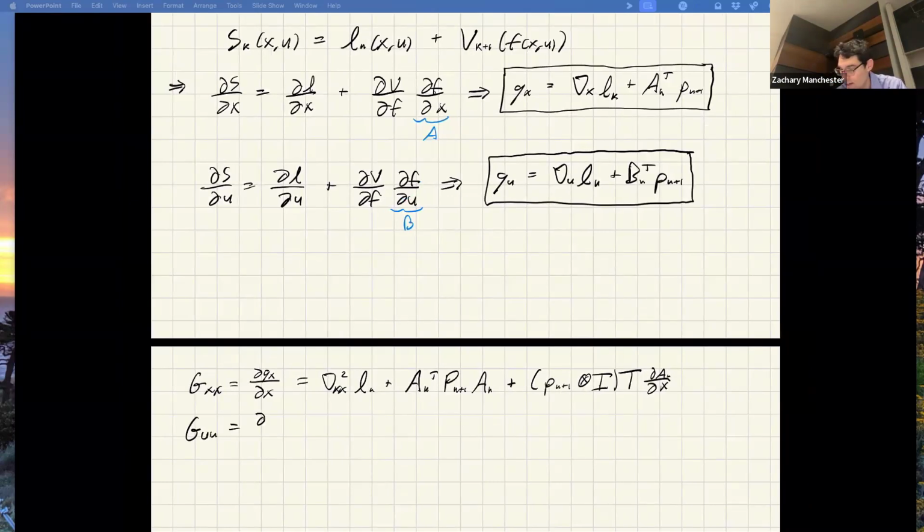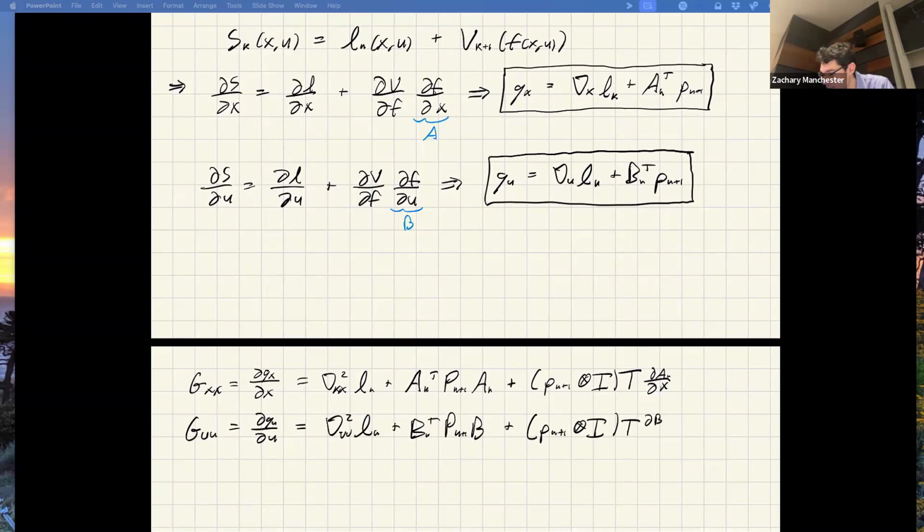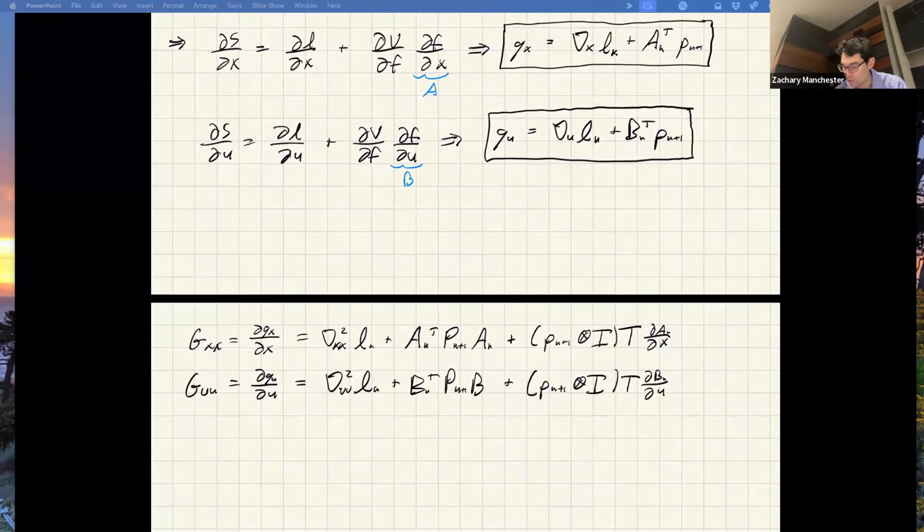This is now g_uu, so this is little g sub u with respect to u. Unsurprisingly, it's the Hessian with respect to u of the one-step cost. And then I'm going to get B transpose big P B, again exactly the same stuff. And then this Hessian of the dynamics type term looks almost the same. It's just now dB/du. Cool. And then there's one left, which is the cross term.